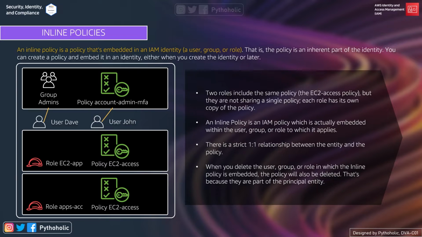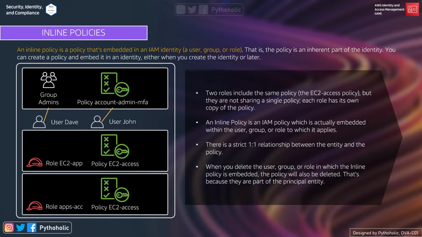An inline policy is created and managed by you. I hope you got that. It is created and managed by you, and it is embedded directly into a single user or a group or a role. And when you delete the user or the user group or the role, the inline policy is also deleted. And that's what it means when we say it is an inline policy, because it has a one-to-one relationship with its entity.